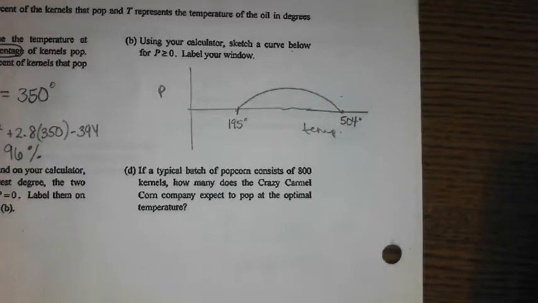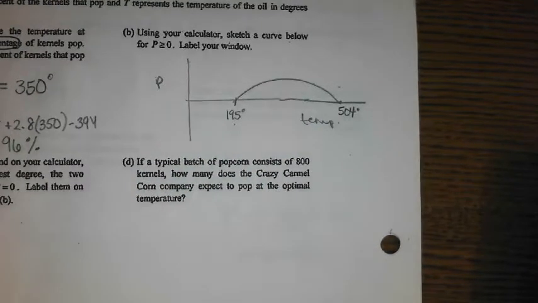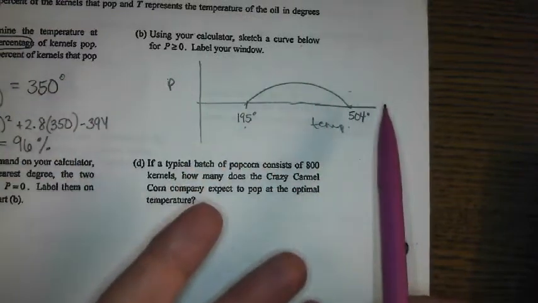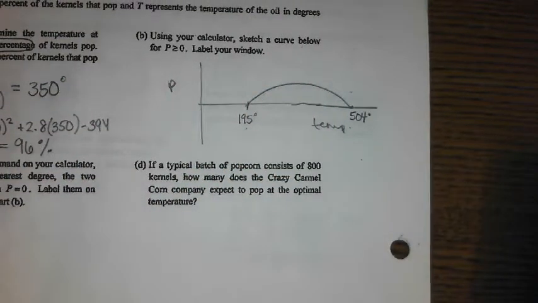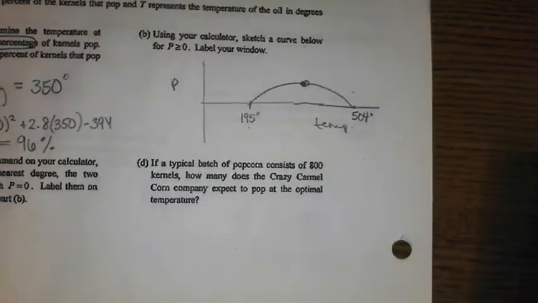So at those two temperatures, what percentage of the popcorn is getting popped? Zero. 195 is probably not hot enough, and 504 degrees is probably so hot that they all lit on fire and never popped. I'm just guessing. If it's too hot, you're going to get burned kernels and it's not going to be considered popped anymore. Does that make sense? And the optimal temperature is right here in the middle.